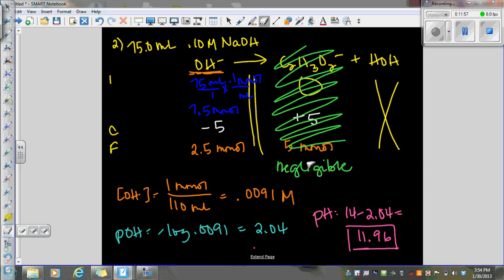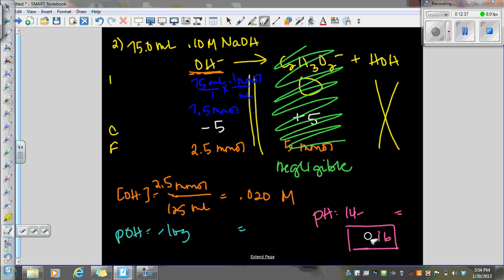The impact of the acetate ion is negligible, so all we're going to look at is the concentration of hydroxide. So I'm going to take my moles, which is 2.5, and divide it by my total volume. Well, 75 plus 50 is 125. So 2.5 divided by 125 gives us 0.020 molar. Since I have the work out here already, I'm just going to use this rather than using Kw.